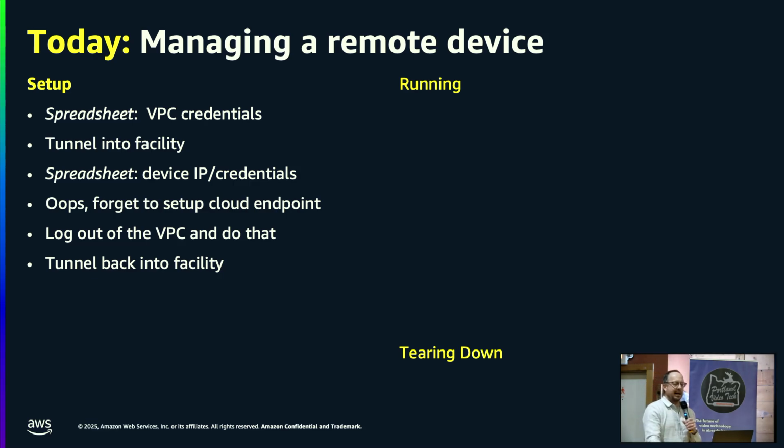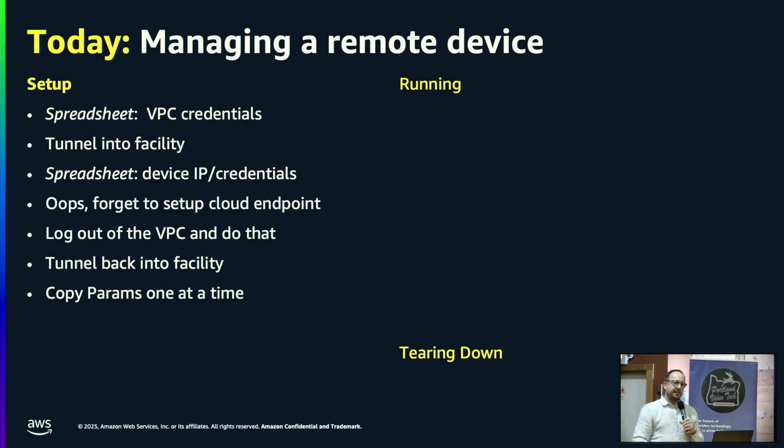So things can happen along the way. So you forgot to set up your cloud endpoint, and you're already VPC'd into the region. So you've got to get out of the VPC so you can get back to your cloud resources, so your email starts working again, and all the other things you want to do. So you're constantly going in and out of this mode. So you've got to log out of the VPC, set up the cloud endpoint, tunnel back into the facility.